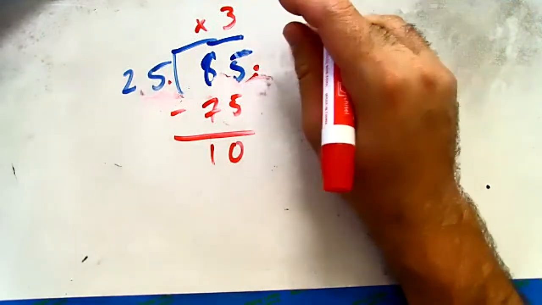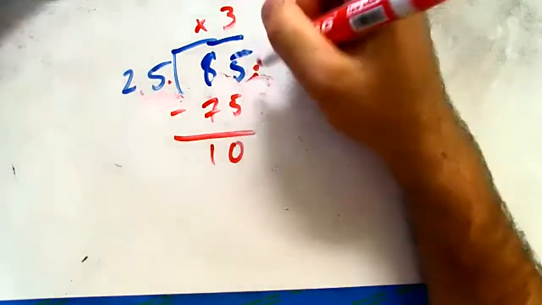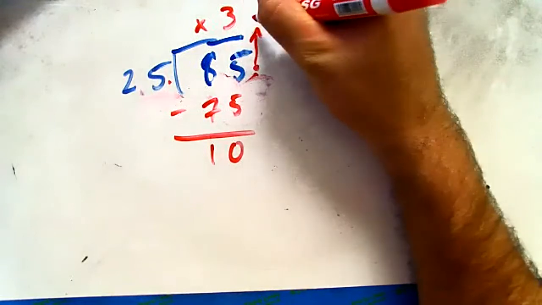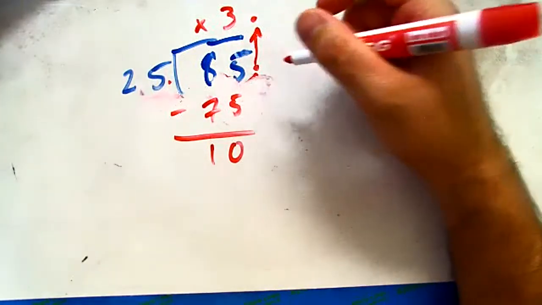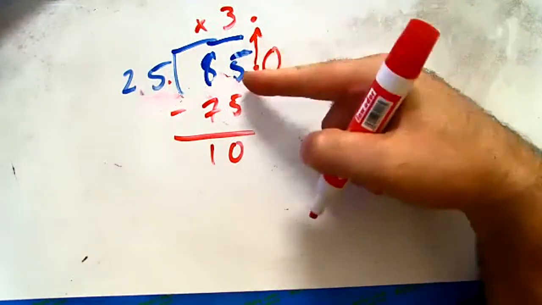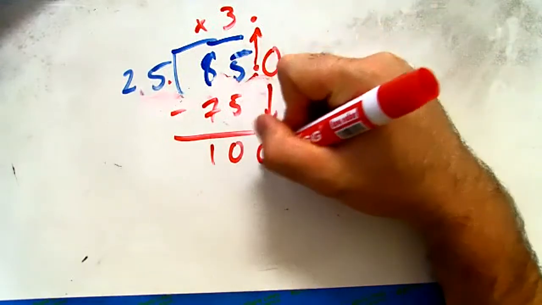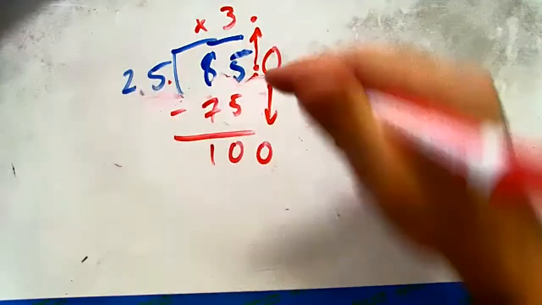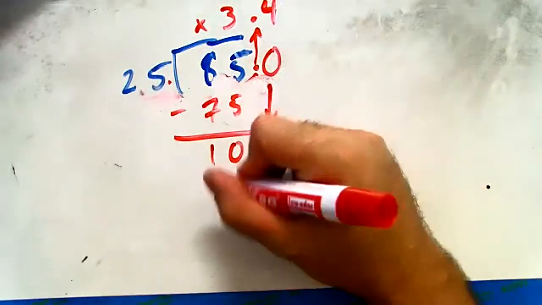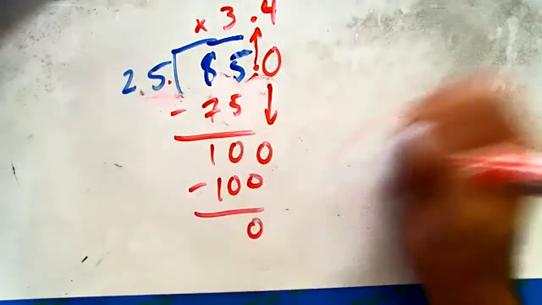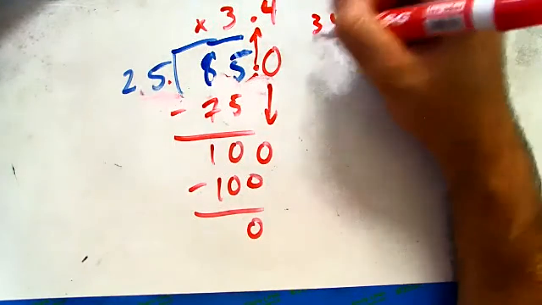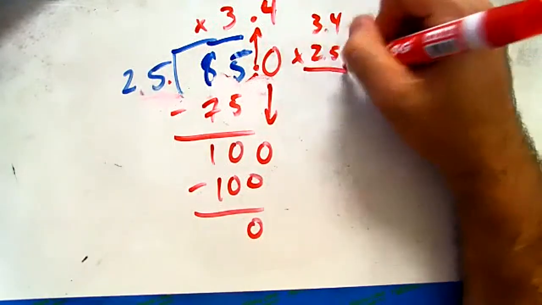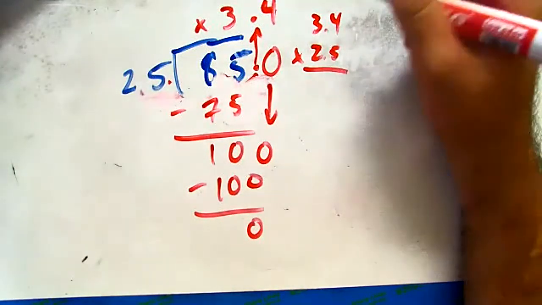Okay, now in the past you've said, okay, remainder 10. No, not anymore. Once we have decimals, we can keep on going. We add a 0 after the decimal place. Drop that guy down. 25 fits into 100 4 times. Quick check, is 3.4 times the original 2.5 going to be 8.5?